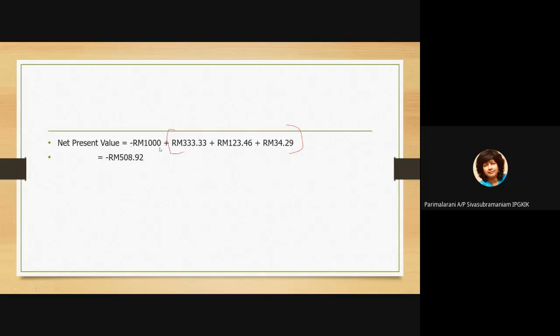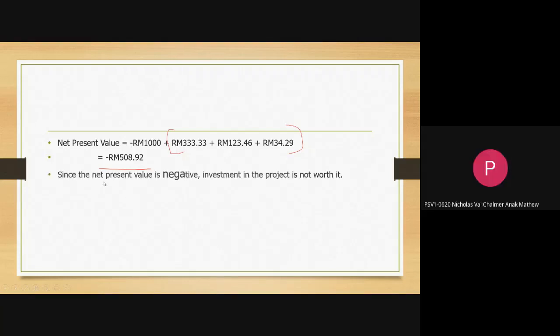Okay, so you get negative. Say the answer is negative now. So this is your NPV, net present value. Now, do we accept the project or we don't accept the project? We don't, right? No. Because the net present value is negative. If it's negative, the investment in the project is not worth it. So if it's positive, you accept. Anything negative, don't accept it.